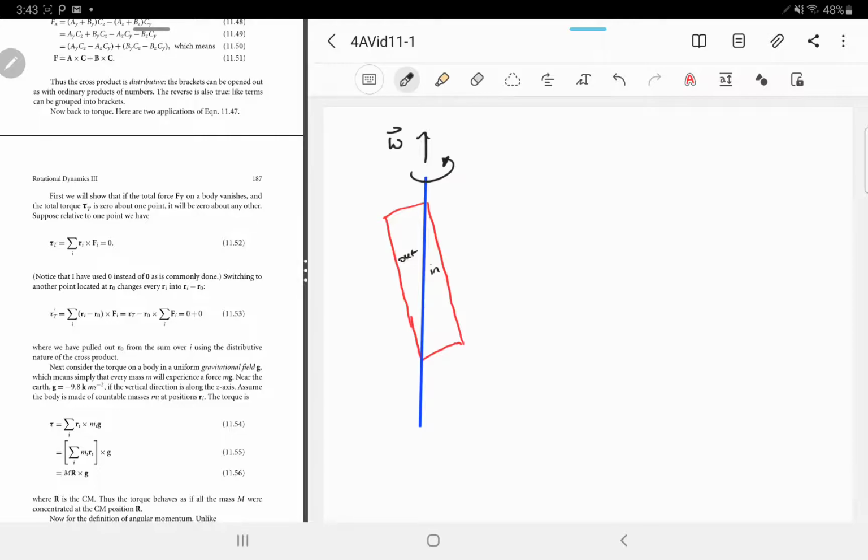So any one point on the sheet is moving in a circle, and looking down from above, that circle is going counterclockwise, no matter where you draw it on the sheet. That counterclockwise motion corresponds to an angular velocity that's pointing up. Okay, so for this whole sheet, the angular velocity is up.